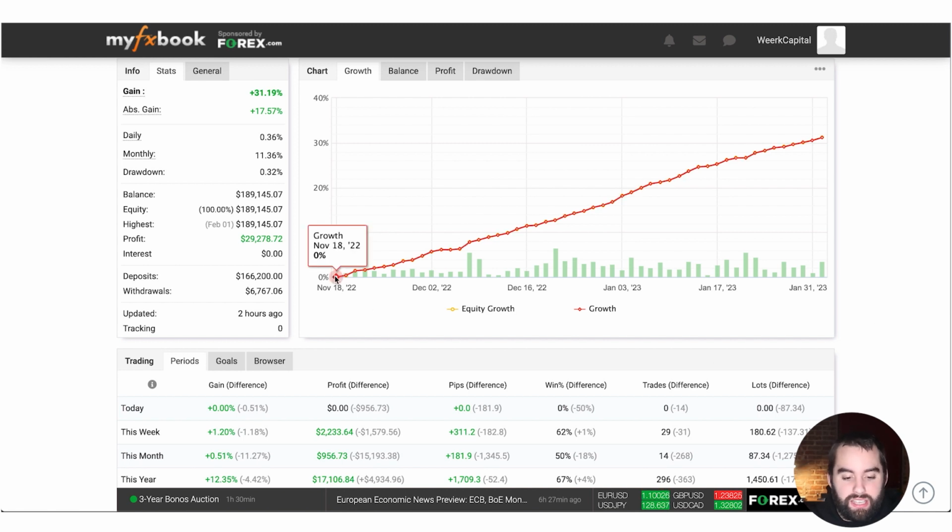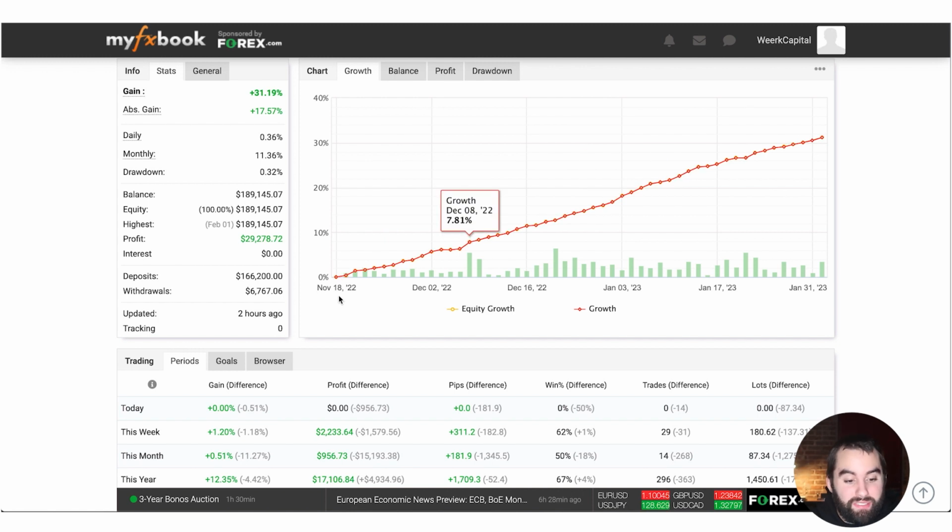You could see these gains from this particular account that I opened up for my parents, for myself as well, just to combine money in here, and we could see the growth of this particular account since November 18th all the way till now, February 1st: 31%.